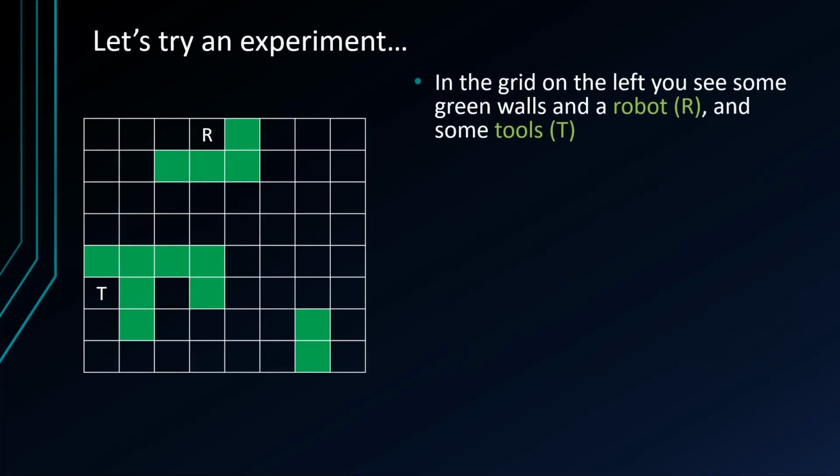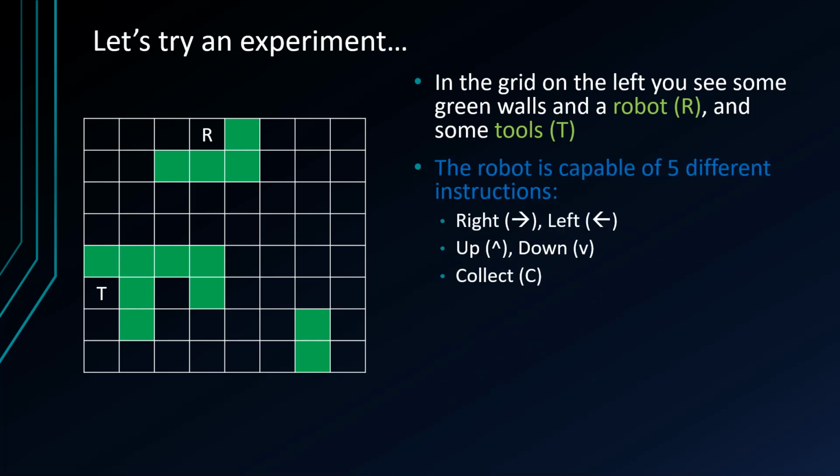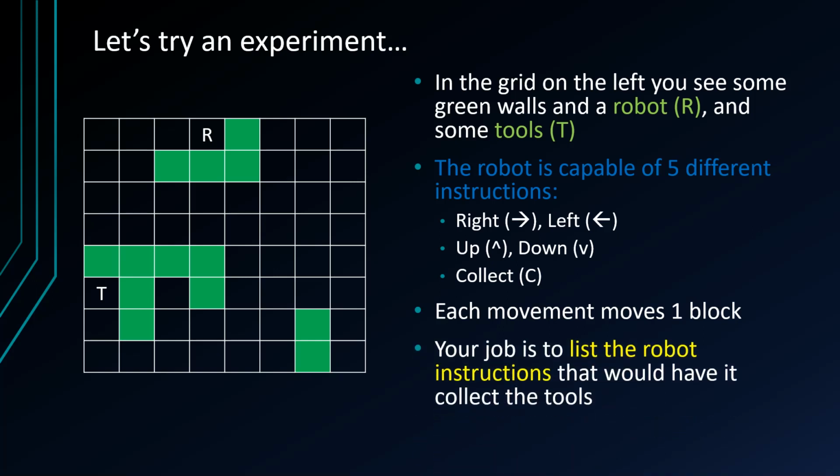So let's try a little experiment. In the grid on the left, you see some green walls and a robot labeled with an R, and some tools labeled with a T. The robot is capable of 5 different instructions. It can move right, left, up, down, and collect. Each movement moves exactly 1 block. Your job is to list the robot instructions that would have it collect the tools. Now obviously you want to do that in as few instructions as possible.